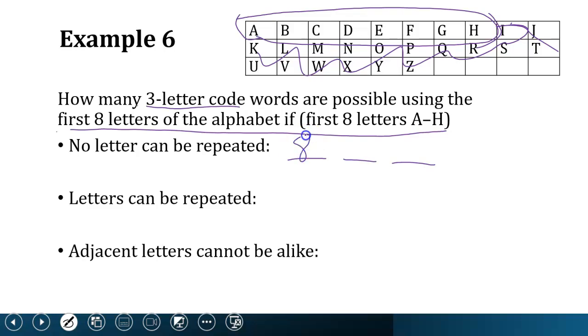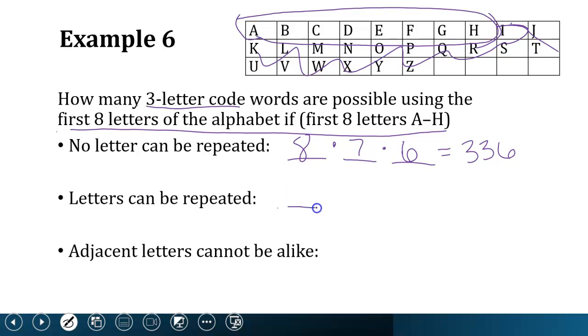So I have 8. So if I pulled the C, it has to come out. So how many do I have left to choose from? 7. So maybe I pull the F, and that has to throw it out. So how many do I have left? 6. So multiply those together, as the counting principle says, 336.